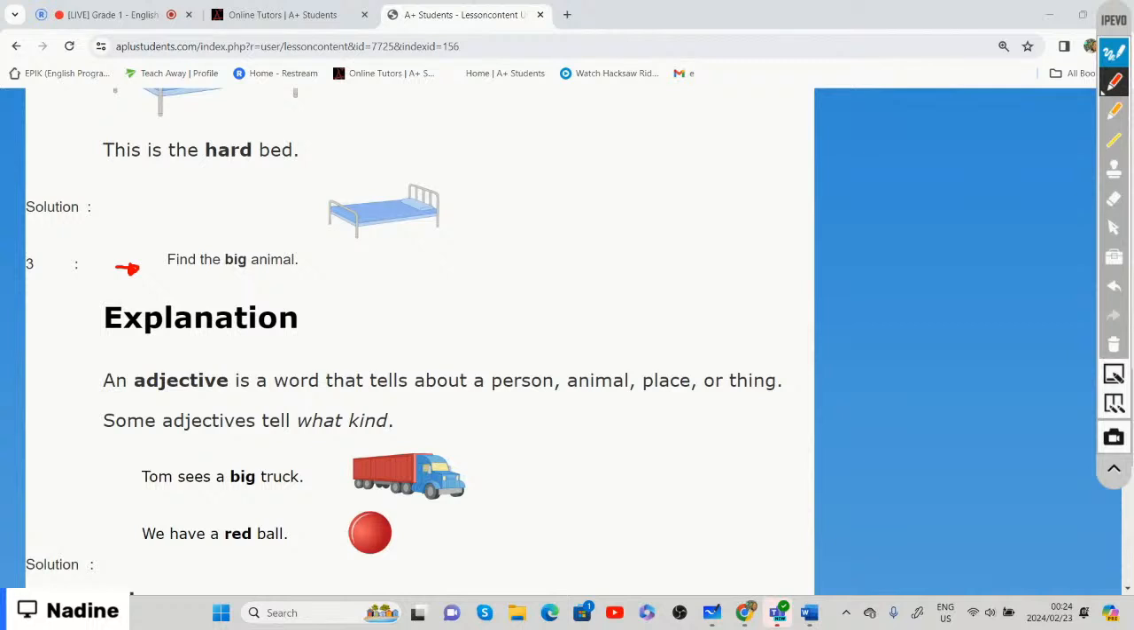All right. And if we were to, in the sentence, find the animal, and then that basically tells us what kind of animal, then we would say this is the big animal. Because we can describe this animal as big, we can describe the animal as small, as a fluffy animal, right? Furry animal, scary animal. That is how we can describe the animal, but in this case, we are describing the animal as a big animal. So find the big animal.